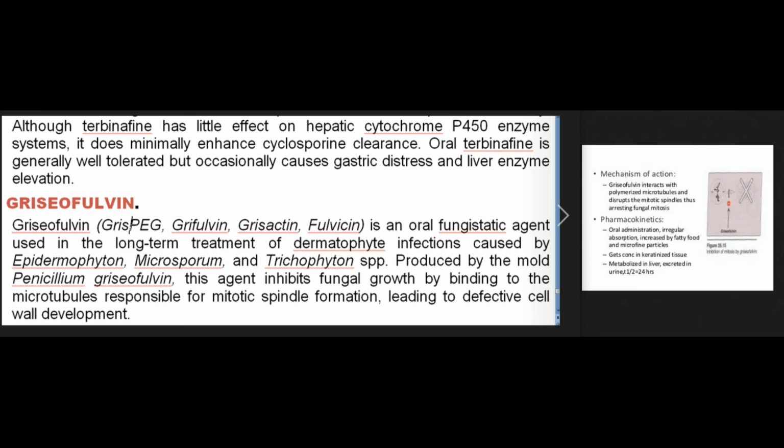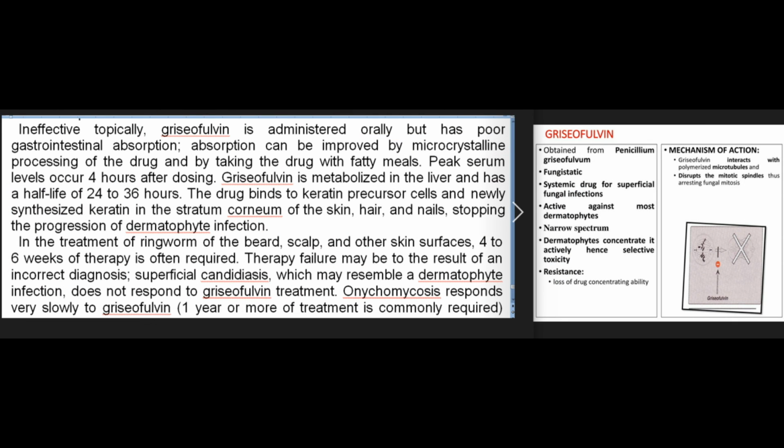Griseofulvin. Griseofulvin, Gris-PEG, Grifulvin, Grisactin, Fulvicin, is an oral fungistatic agent used in the long-term treatment of dermatophyte infections caused by Epidermophyton, Microsporum, and Trichophyton species, produced by the mold Penicillium griseofulvum. This agent inhibits fungal growth by binding to the microtubules responsible for mitotic spindle formation, leading to defective cell wall development. Ineffective topically, griseofulvin is administered orally but has poor gastrointestinal absorption. Absorption can be improved by microcrystalline processing of the drug and by taking the drug with fatty meals.